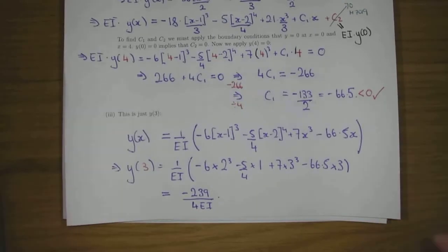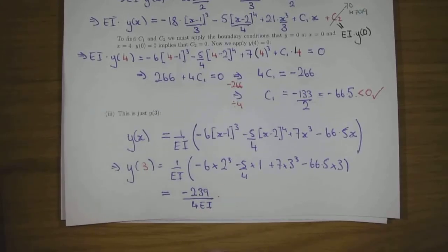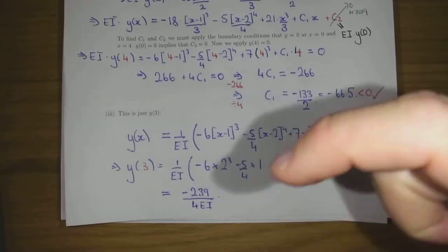I might run out of time here. It's no bother. I don't really mind. As E gets bigger and I gets bigger, this number gets smaller. So this deflection gets smaller as E and I get big. E being big is big Young's modulus. That means that it's a stiffer beam, and larger I means kind of a larger cross section.